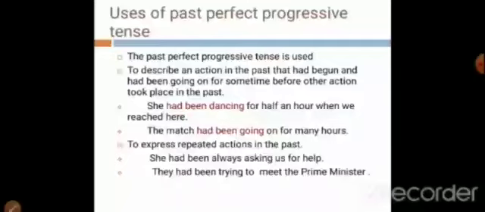The match had been going on for many hours. In continuation, in the past. To express repeated actions in the past: She had been always asking for help. Always, that means repeatedly. They had been trying to meet the Prime Minister. What is the repeated action? That of trying to meet the Prime Minister. Several attempts had been made in the past.